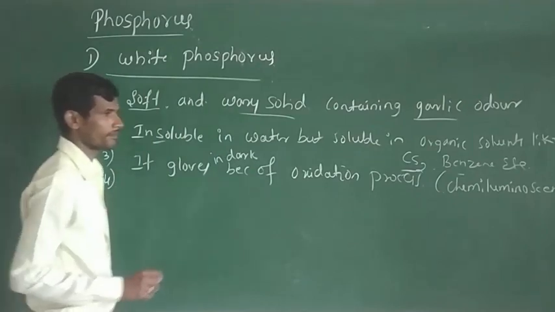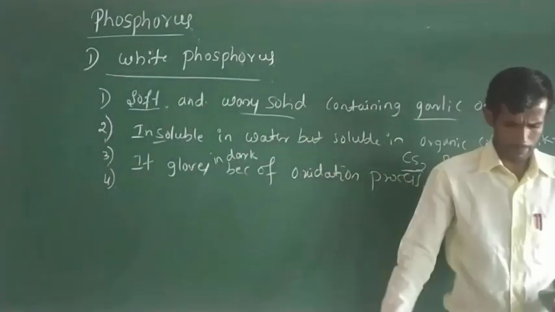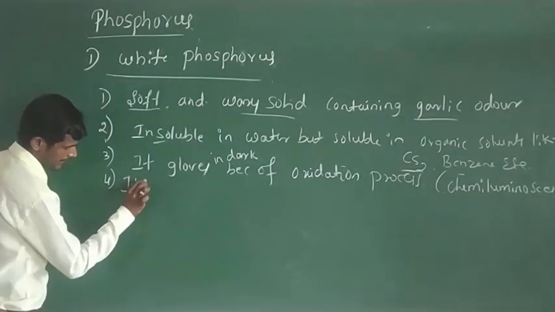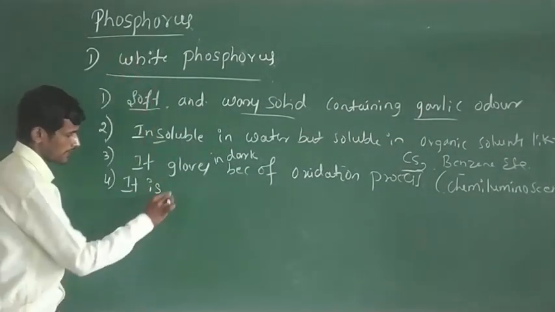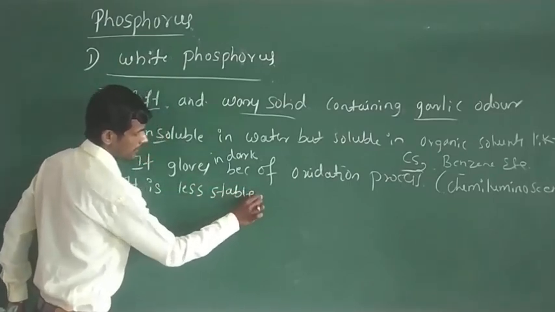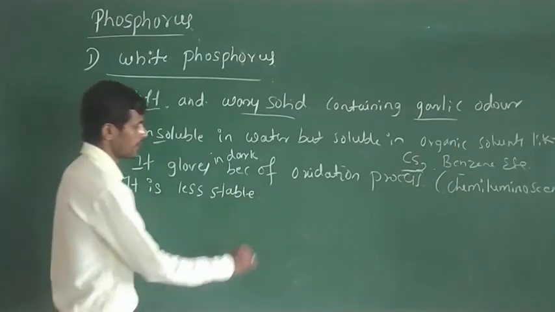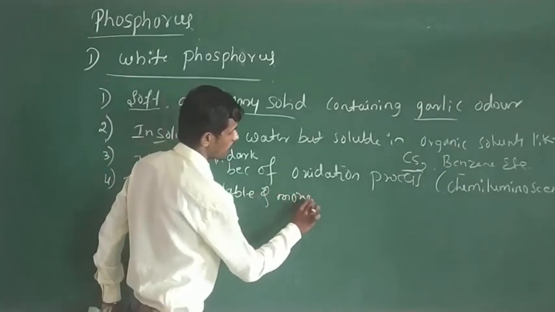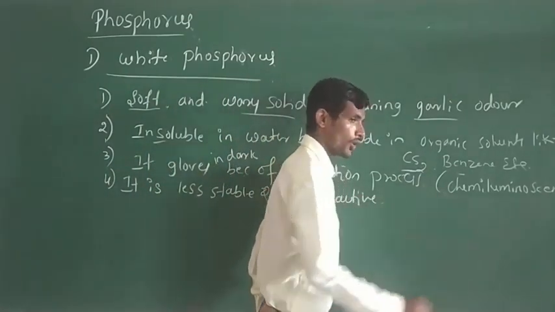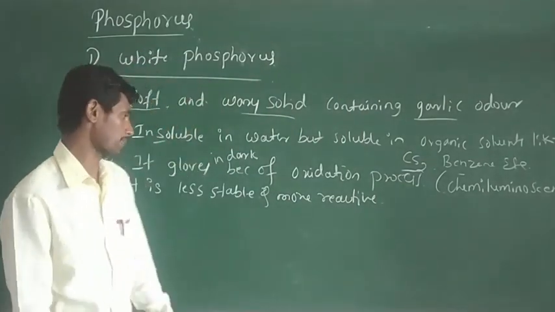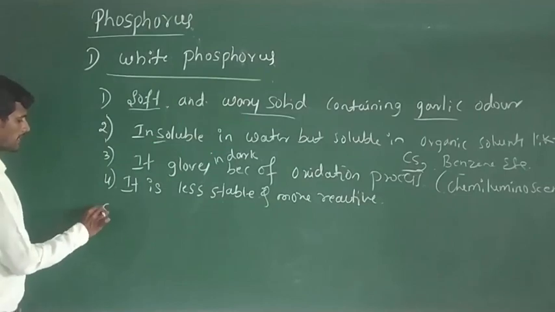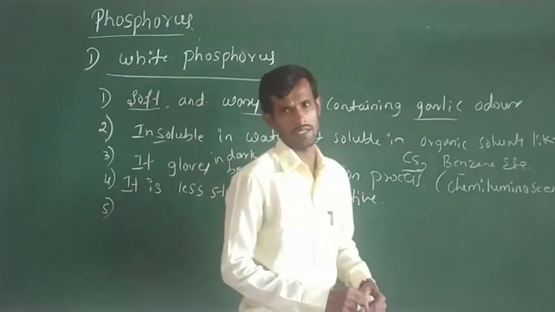Next point. Remember students, this is very important. White phosphorus is less stable and more reactive. Which one? White phosphorus is less stable and more reactive. Next, another point related to white phosphorus.